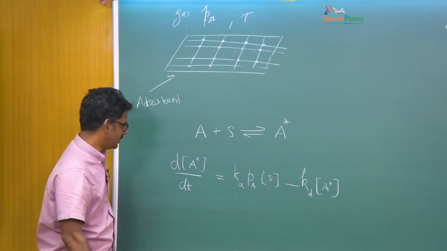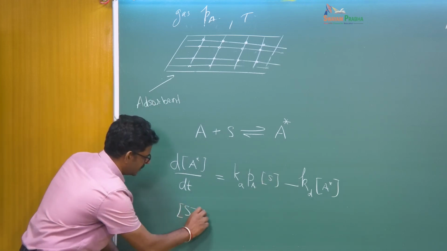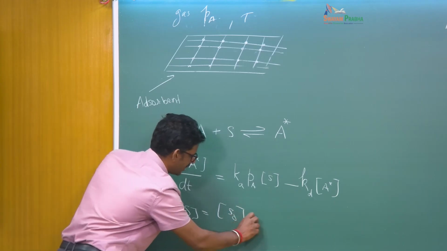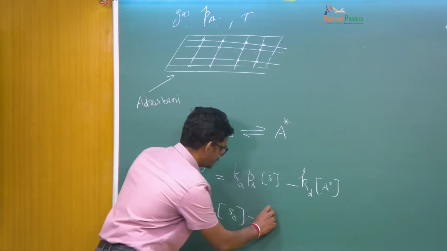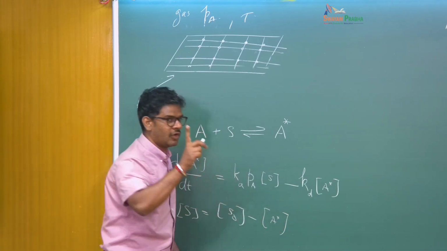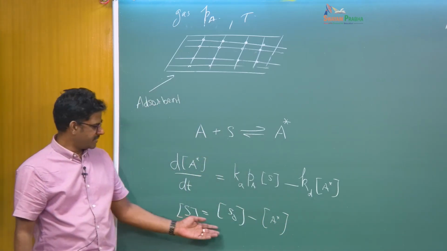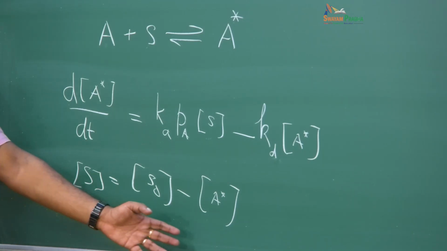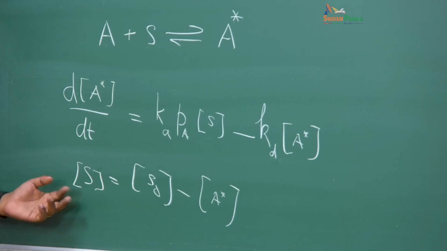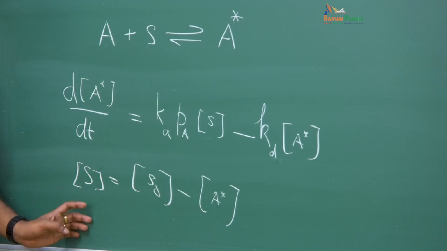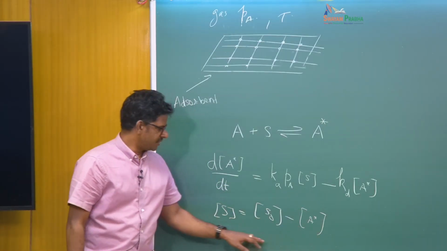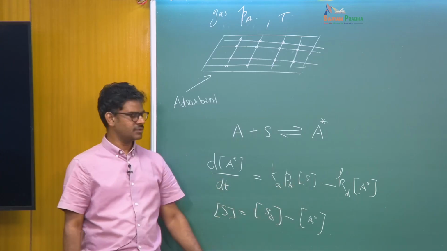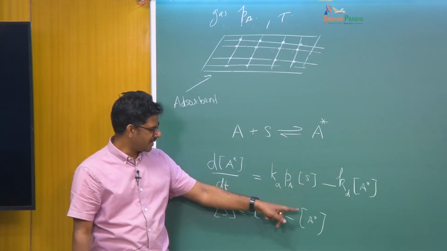To get this S, you can write the total number of sites minus the number of occupied sites. The number of occupied sites is nothing but A star, because each molecule occupies one site. Basically, like how we write the number balance in an A to B reversible reaction where the number is conserved, here the number of sites is conserved. The total sites can either be free or occupied, so the sum of occupied and free sites should be constant. It's a conserved quantity. So through this expression, I can find what S is. With this equation, I can replace S and write everything in terms of A star.